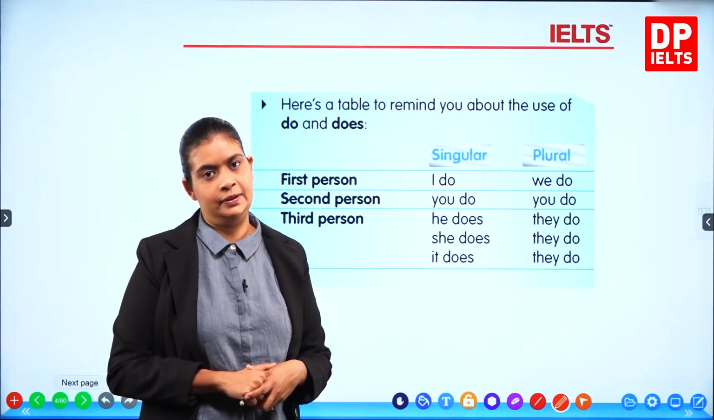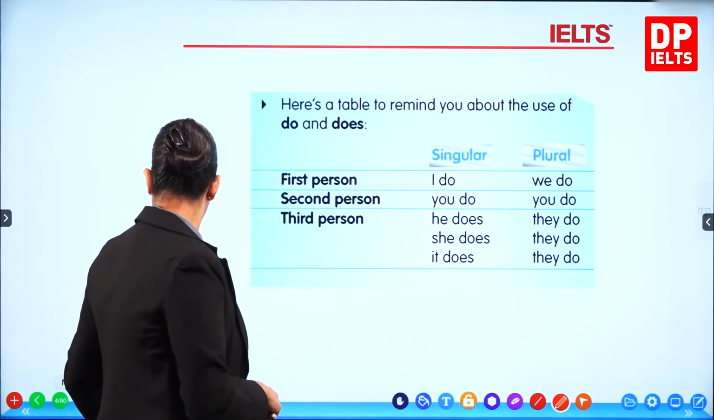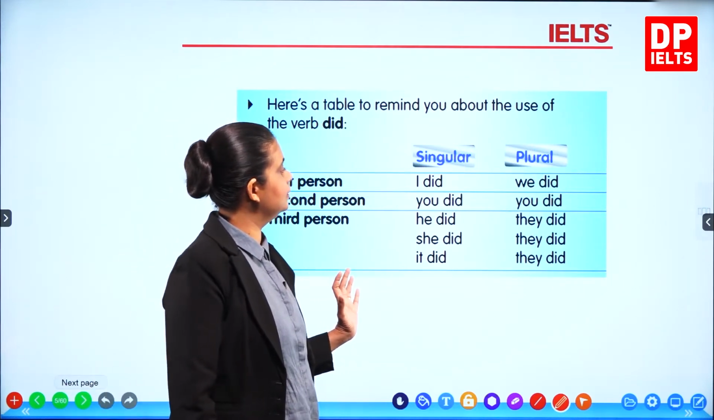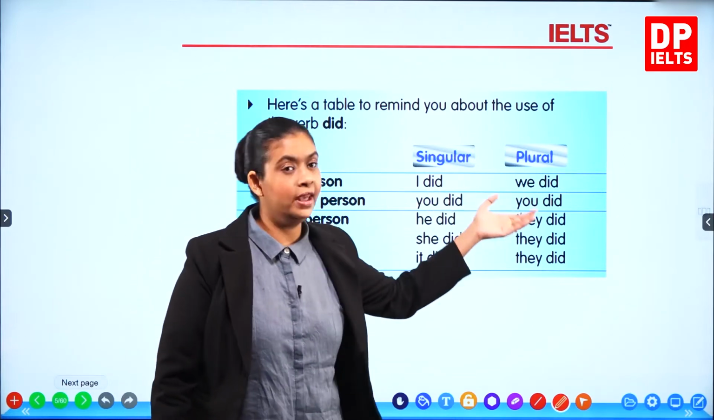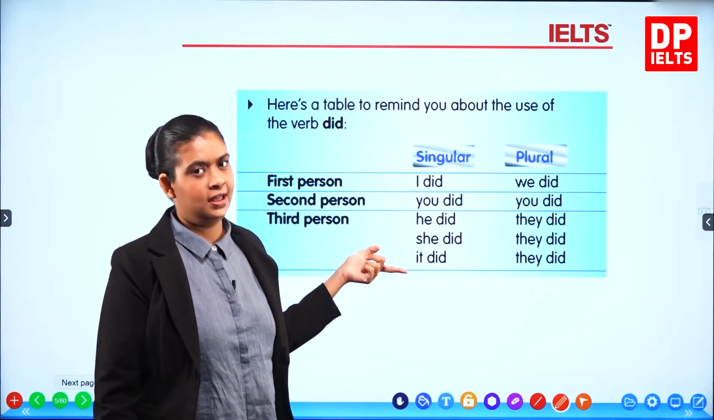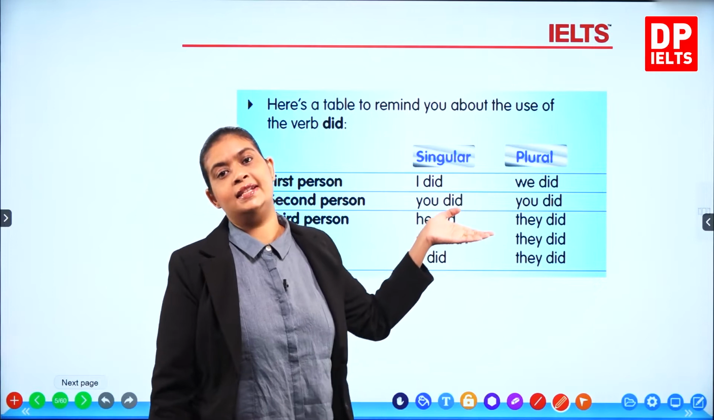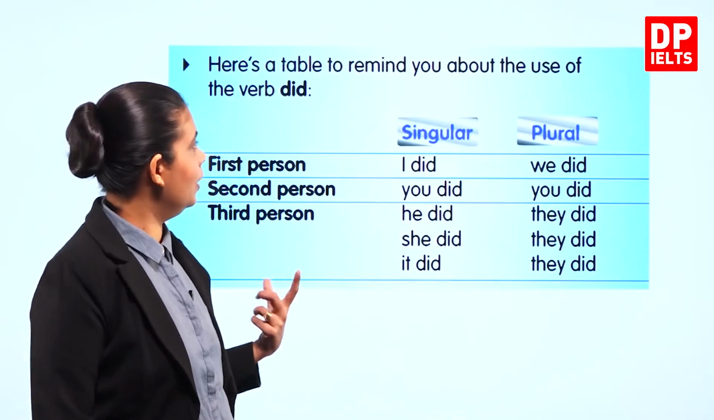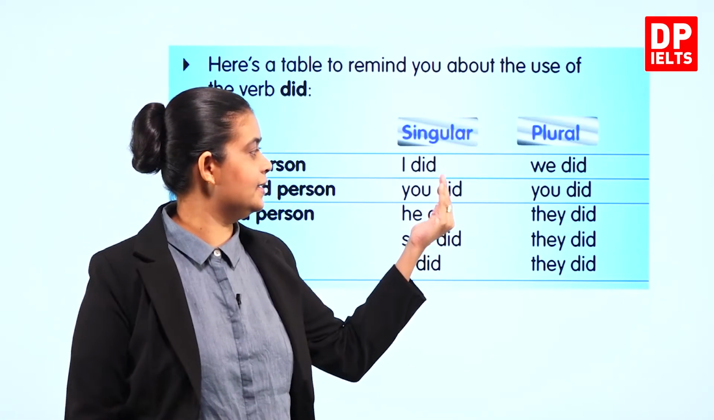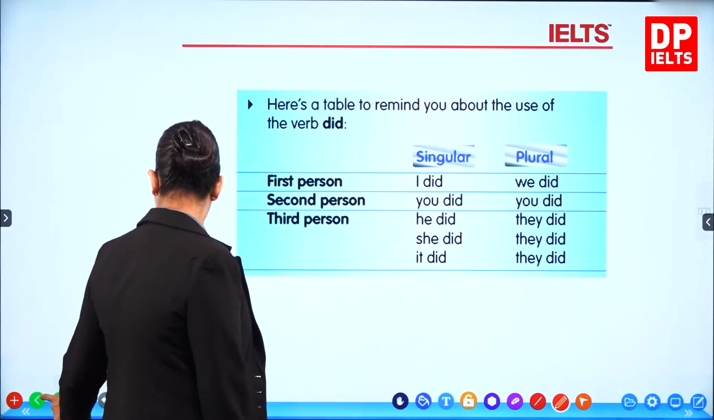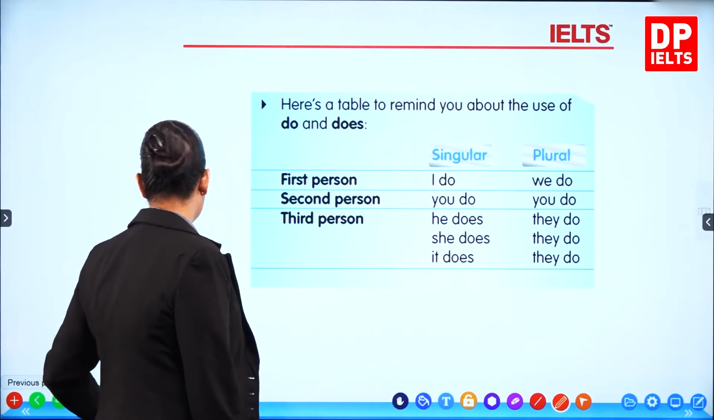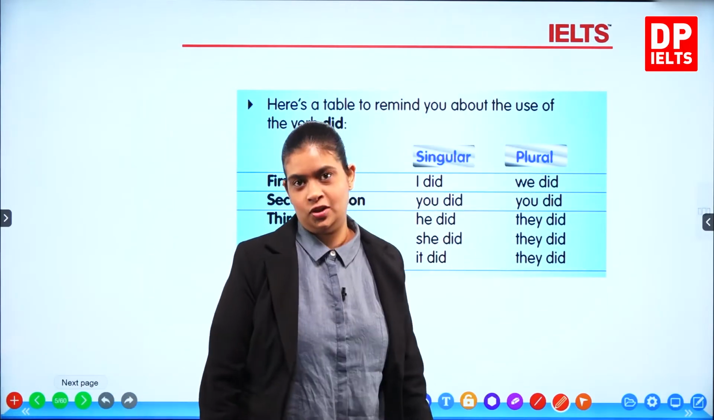Right. So moving on, did. Now I did, we did. You did. He did, she did, it did, they did. So you can see here that the pattern does not change. Only thing is that there is did. Now in the before one, there was do and does obviously. And here the did does not change.